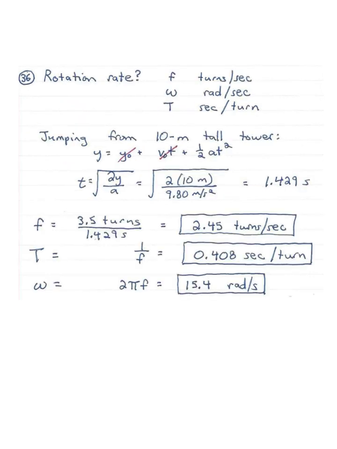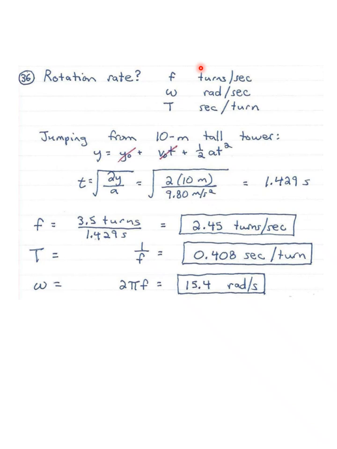Number 36, a diver jumps from a 10-meter high tower and hopes to complete 3.5 somersaults. What should be his rotation rate? Now the problem isn't clear what it means by rotation rate. There are 3 ways that we can express the rate of rotation. We can express it as how many turns per second, or somersaults per second, I'll just call them turns, and that would be the frequency f.